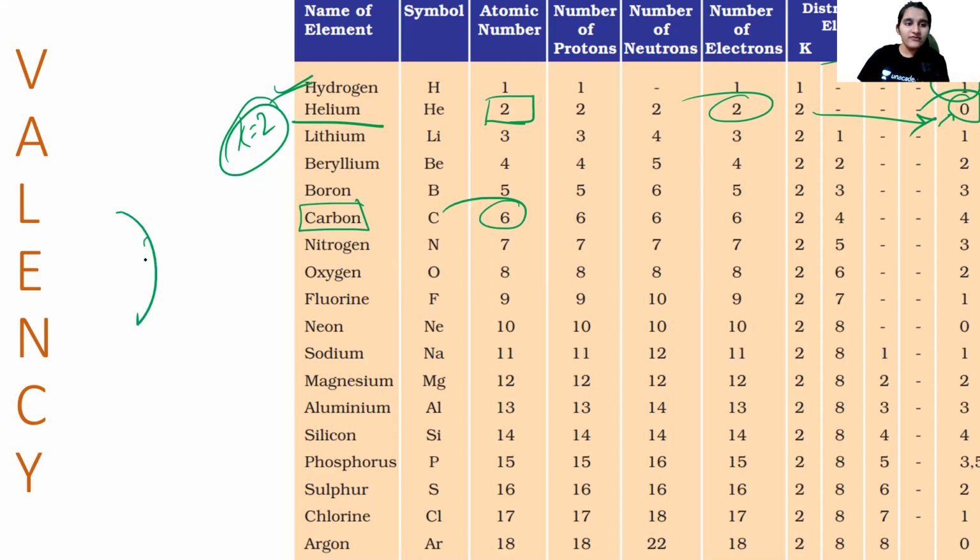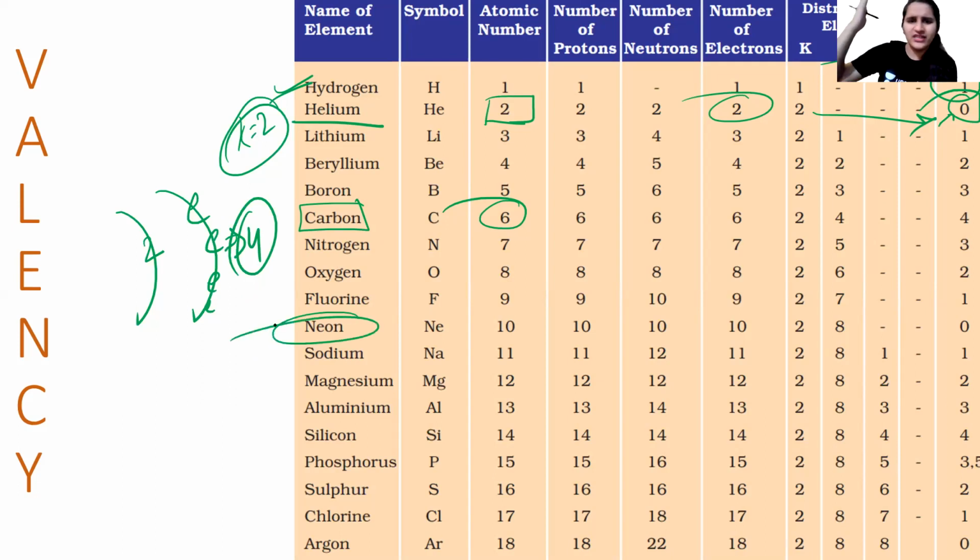K shell will have 2 electrons and L shell will have 4 electrons. And what is the capacity of L shell? 8 electrons, right? So it has two options. It can either give away 4 electrons and attain the nearest noble gas configuration, or take 4 electrons and have 10 electrons, which will be stable, neon, the nearest noble gas configuration. So what can it do, ma'am? It can either give 4 away or take 4 in, and the number of electrons present in the outermost shell are also 4. So the valency of carbon is 4.